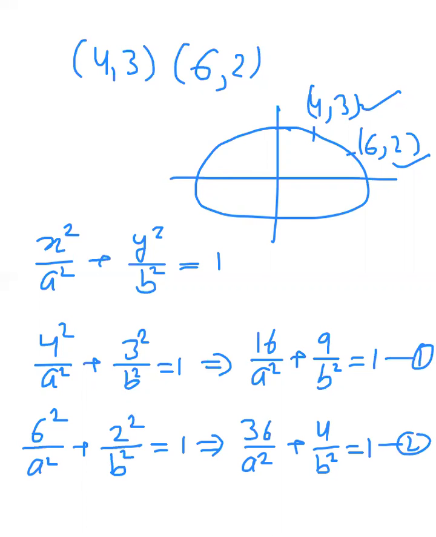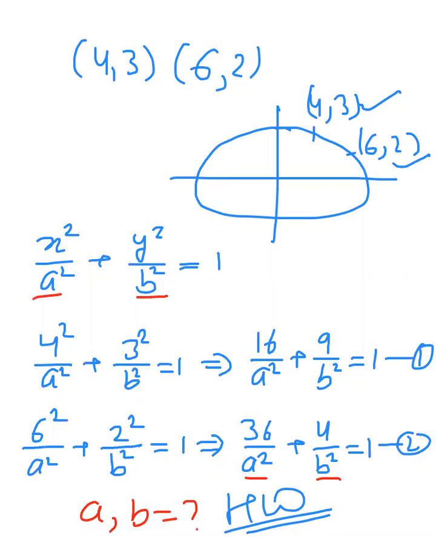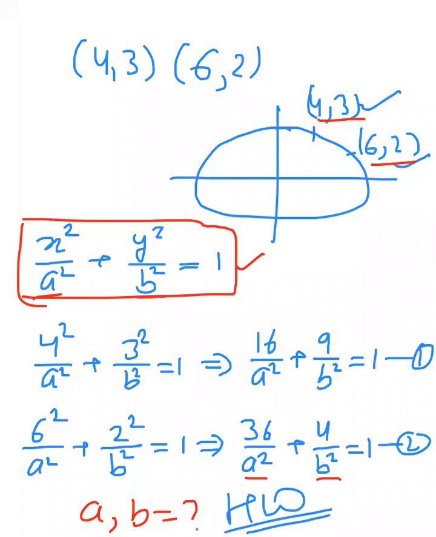Now these are the two equations. We need to solve these two equations to get the values of a and b. After solving for a and b, we'll put them into this and we will be getting the final equation of the ellipse. First of all, these points were given. After putting these points into the equation, we will be able to get two equations in a and b. Solving them, we will get the values of a and b. We will put them into the equation, and the required equation will be with us.